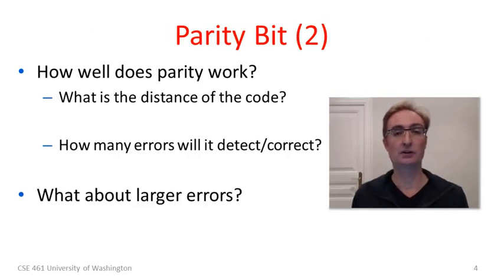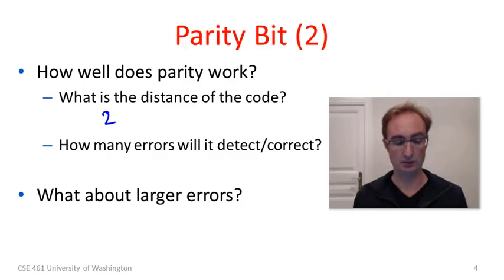Well, if you recall our concepts of error codes, we can sort of begin to think about it. First of all, we can ask, what's the distance of this code? What's the minimum number of bit flips needed to turn any one code word into another code word? Well, in this case, if I flip any one bit, the parity sum will be wrong, but if I flip another bit, then I can get to a place where the parity sum would be right, even though the data has changed. So the distance of this code is 2.